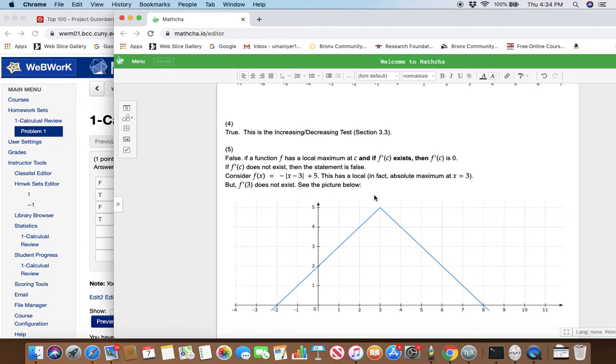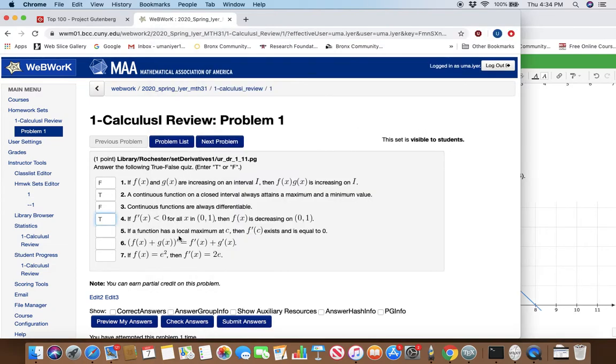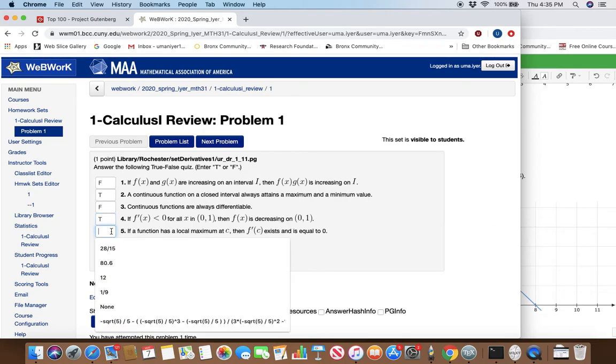Okay? So this is the graph of negative absolute value of x minus 3, plus 5. Check for yourself. It's like absolute value, but shifted right 3 units, with that minus, then flipped upside down because of that minus outside, and then raised 5 units. Okay? Next, if a function has a local maximum at c, oh, this is the one we just read. So this is false. All right.